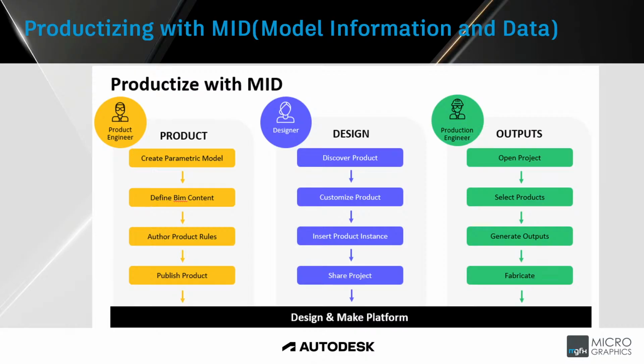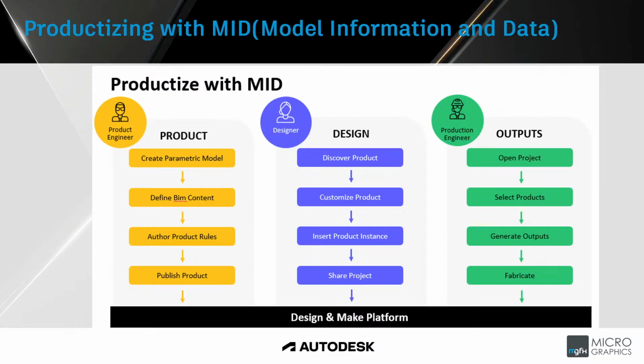You can ensure the consistency. They offer the product rules, they set the parameters and guidelines for customizations. And once all of this is complete, the product is published and ready for use. From there, the designer's step is basically to discover the product, customize it to meet the project-specific needs, and place it within the building model. They can also share the design for collaboration across the different teams.